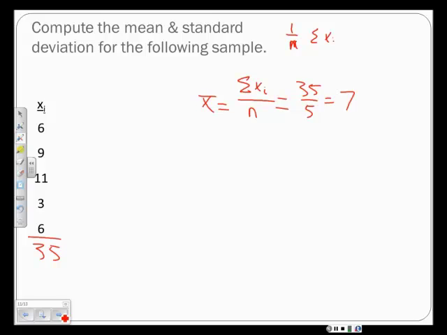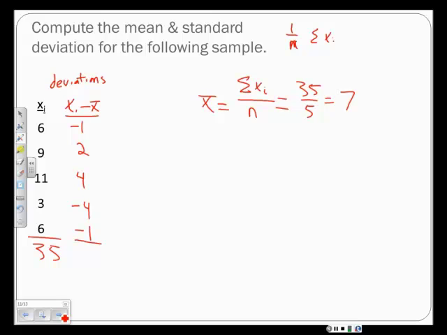So we're going to go on now to compute the sample standard deviation. I'll write the formula in a minute, but what I'm going to do is come over here and make a column of the x sub i's minus x bars. These are the deviations, or the deviation of each value from the mean. So all I'm going to do is subtract 7 from every value of x. So 6 minus 7 is minus 1, 9 minus 7 is 2, 11 minus 7 is 4, and so on.